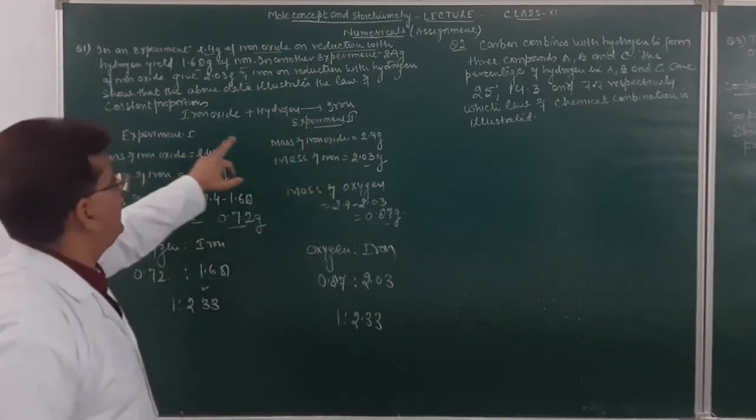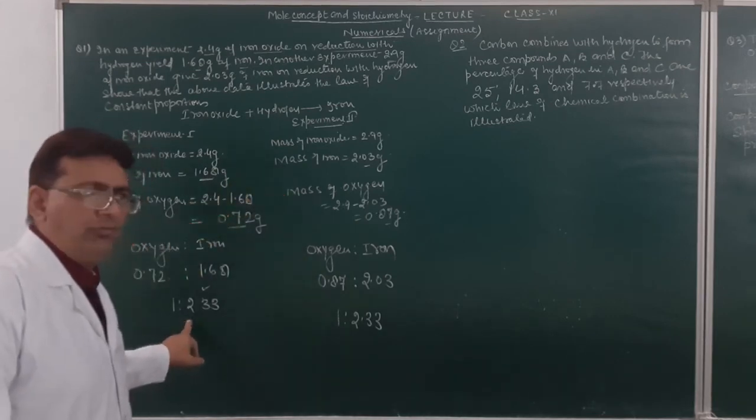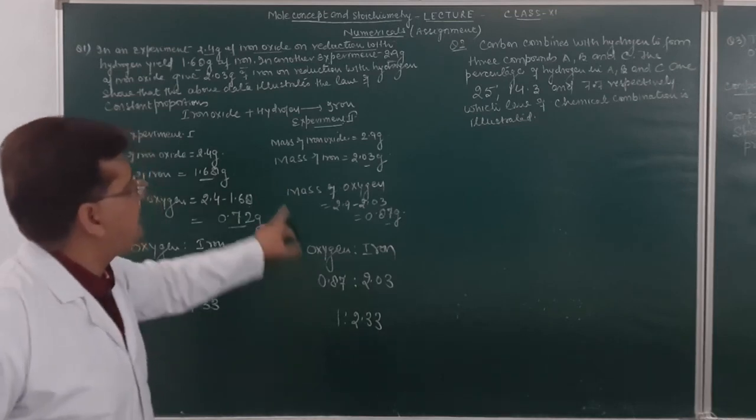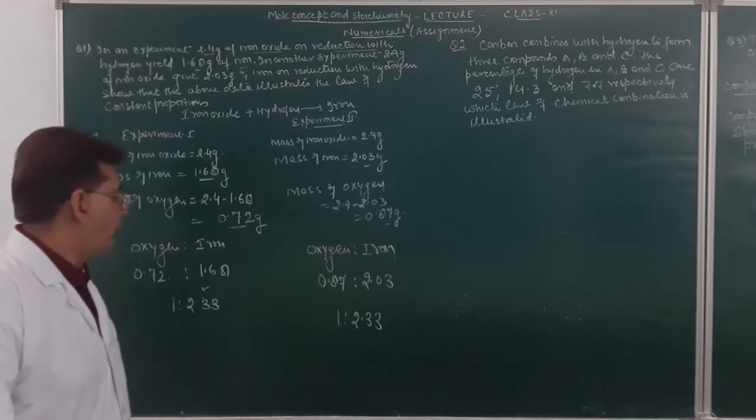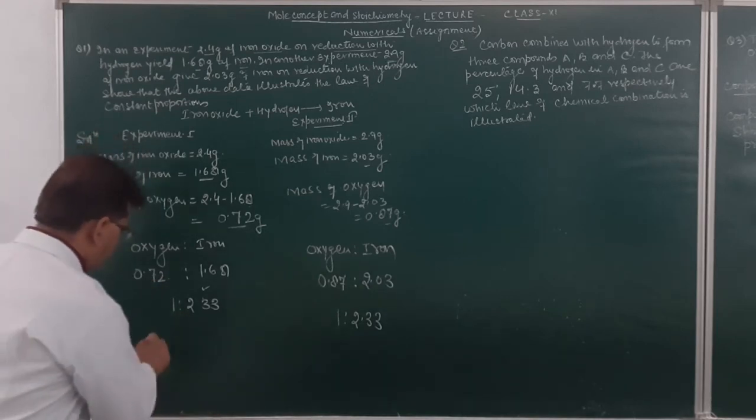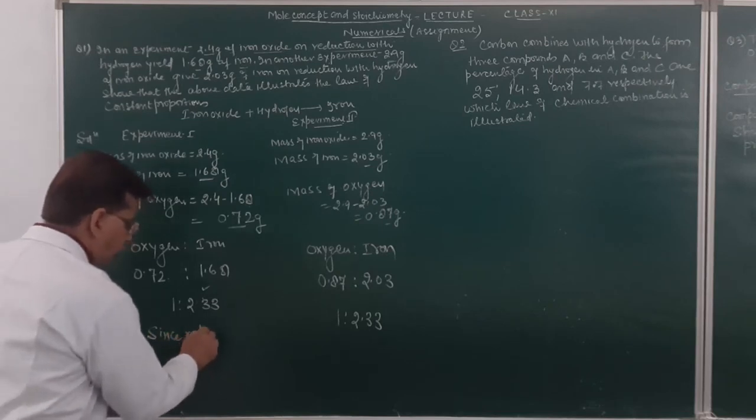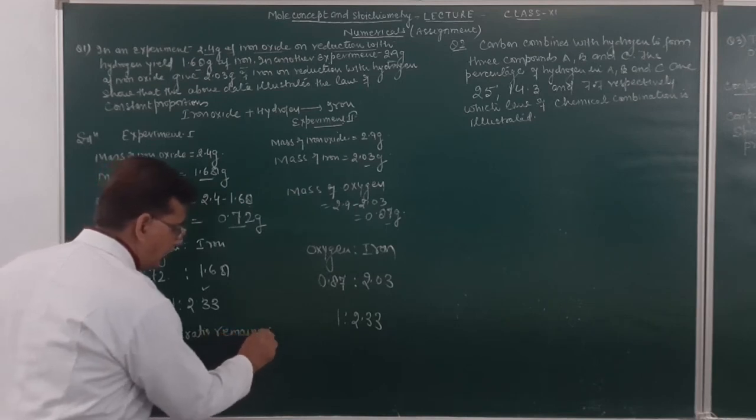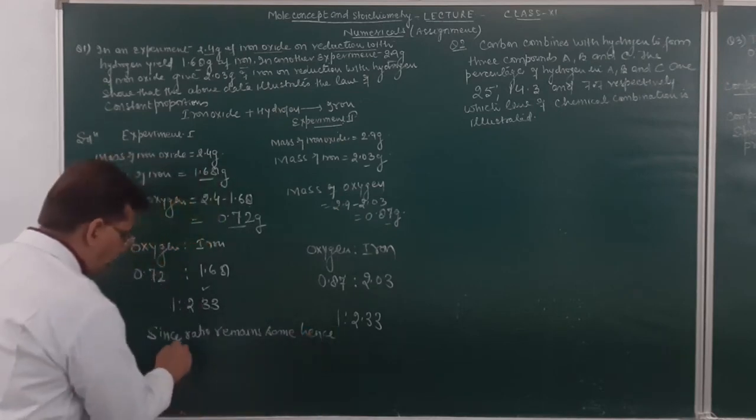So whatever may be the compound composed of the two elements, and whatever may be the source of formation, the oxygen and iron in these two experiments are in the same proportion by mass. So what law is proved? The law of constant proportion. Since the ratio remains the same, hence the law of constant proportion is proved.